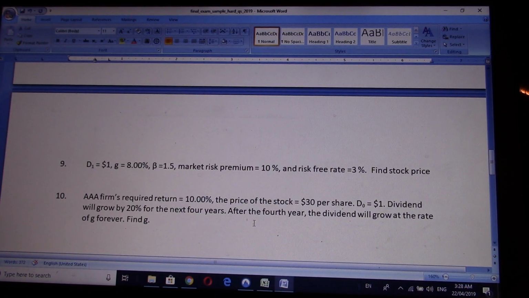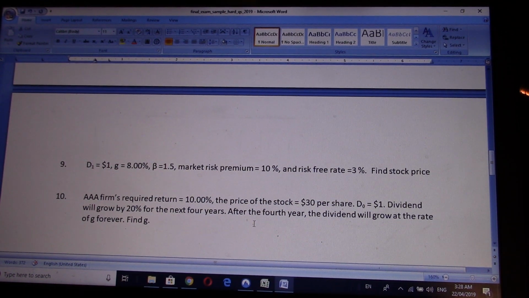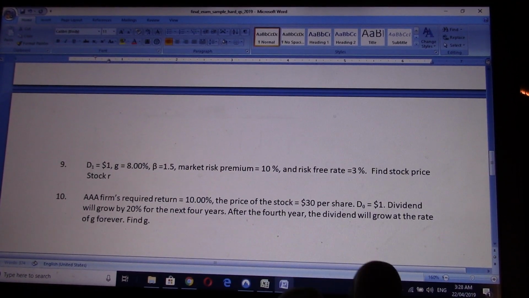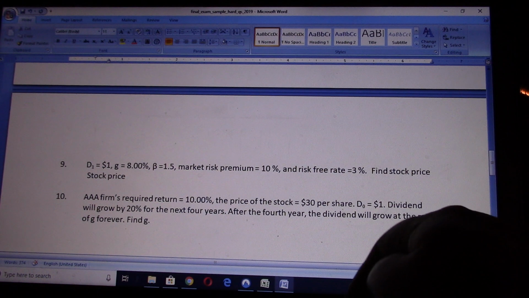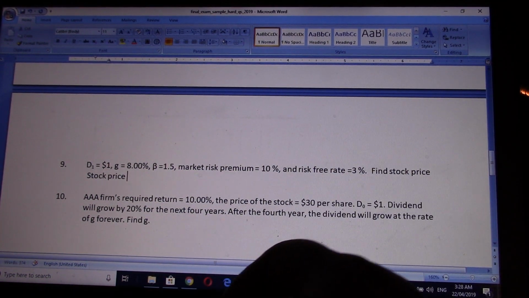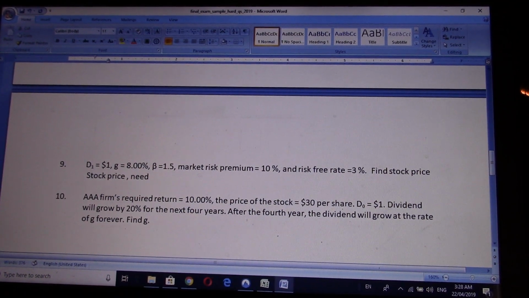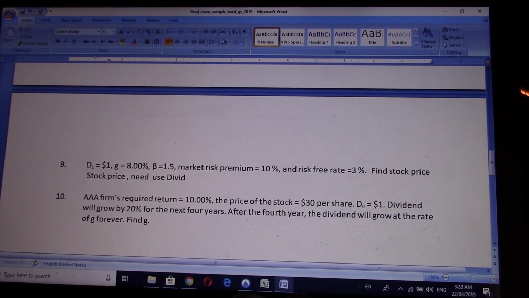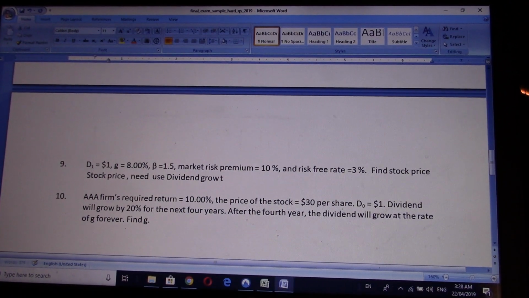Okay, so question number 9. It's asking you for the stock price, but you see there is a lot of information given, so you might get lost. But you can think this way. To get the stock price, you need to use the dividend growth model.